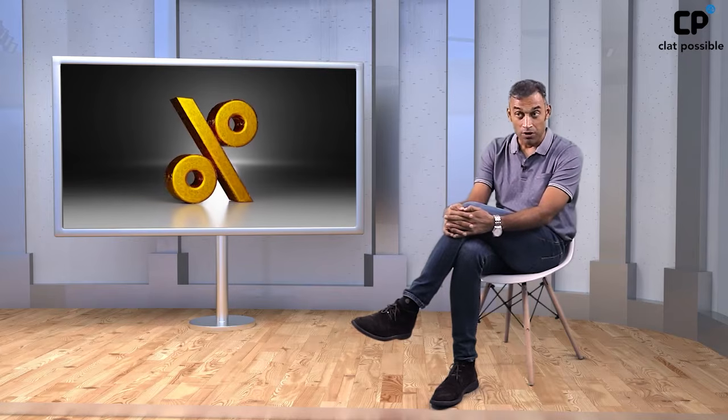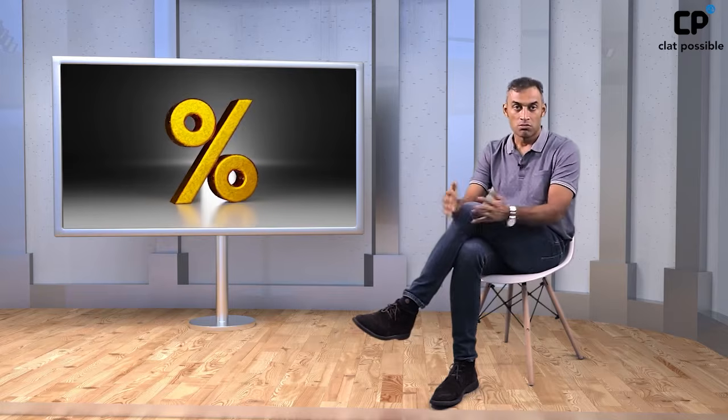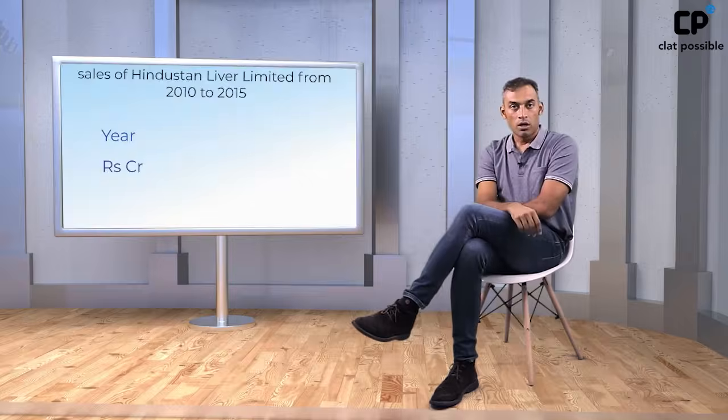Now, what is it that we have to be comfortable with? You have to be comfortable with ratios, multiplying factors, and percentage change, etc. Now, to give you the very basics of how questions come in a table form, let us take an example here.